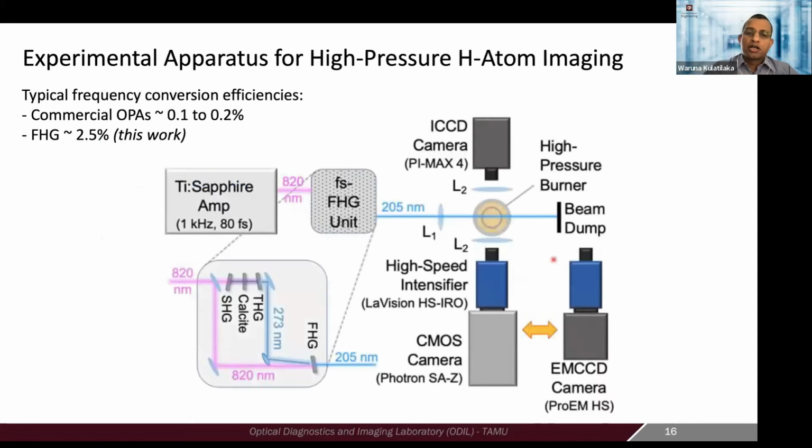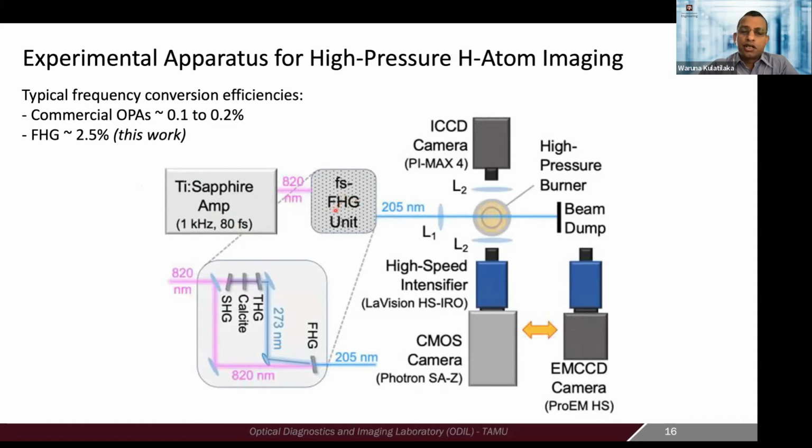A typical experimental arrangement looks something similar to this. We start with a titanium sapphire amplified femtosecond laser operating at about 1 kHz. Typically, you can get about 1 or 10 kHz in these systems, with a pulse width in the range of 35 to 100 femtoseconds. Ours is about 80 femtoseconds. The output comes at 800 or 820 nanometers.